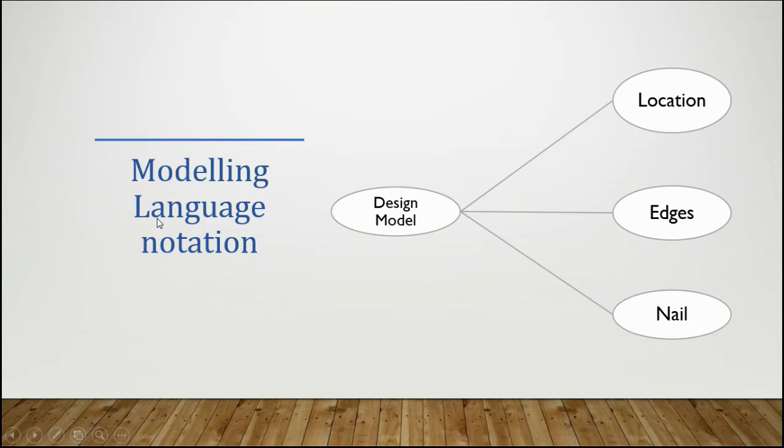So in general, we can say that the model is a collection of locations, edges, and nails. The location is the node, or the state, of the timed automata. The edge is the transition from one state to another state, from one location to another location, and the nails are just to edit the edge.